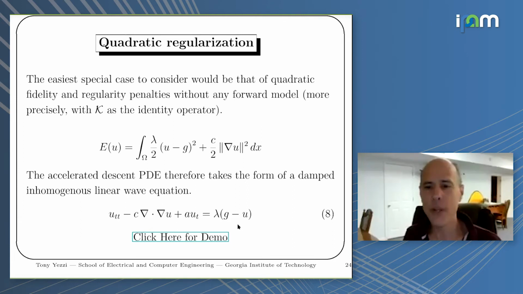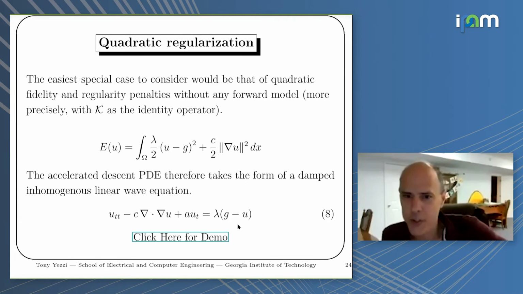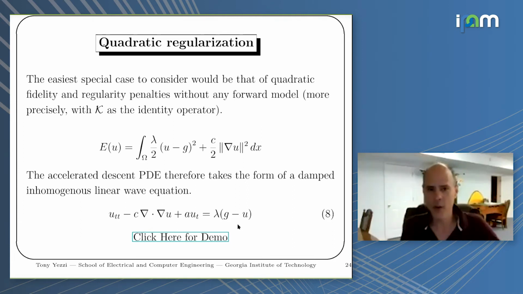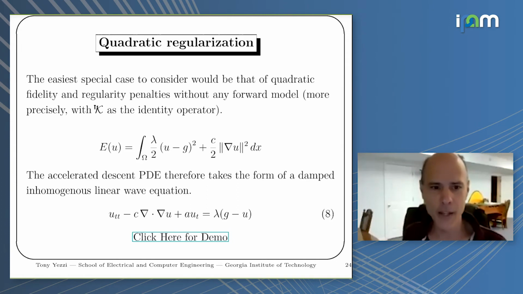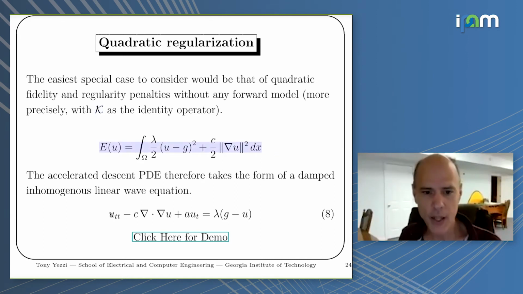Now, we can look at the easiest scenario, which is quadratic regularization. We'll just assume an identity for a kernel for now. So we have a function like this that we're trying to optimize. And in this case, we get a linear wave equation as the resulting accelerated PDE. So let me show you a demo of how this works.